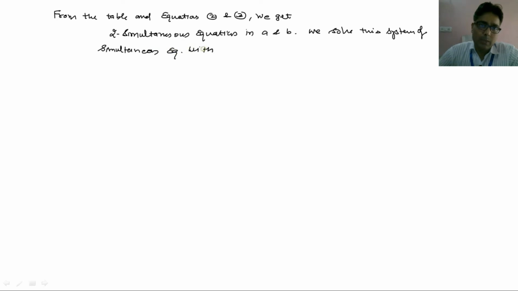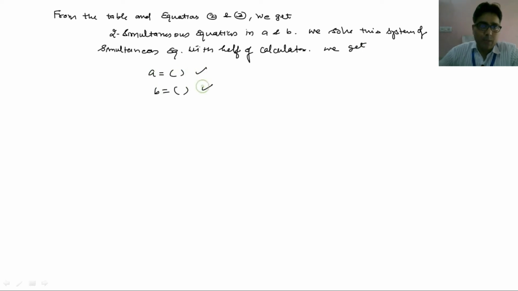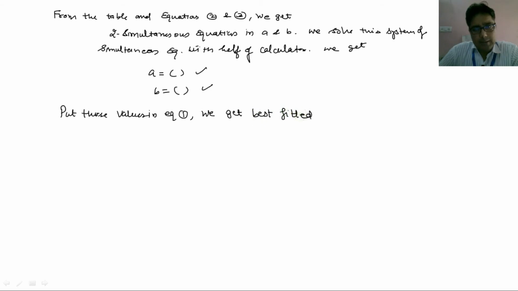with the help of a calculator. So we get A and B. Put these values in equation first. We get the best fitted straight line.